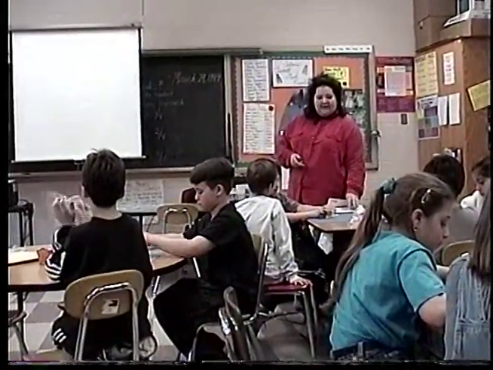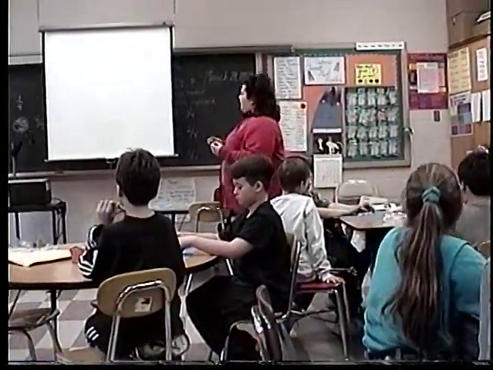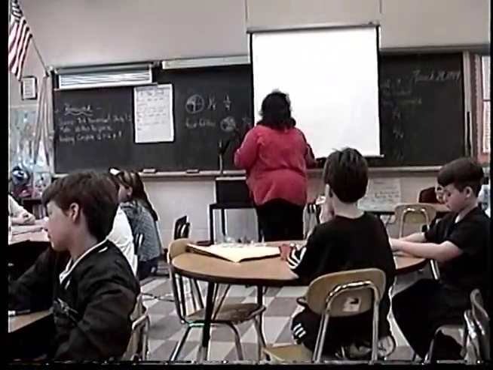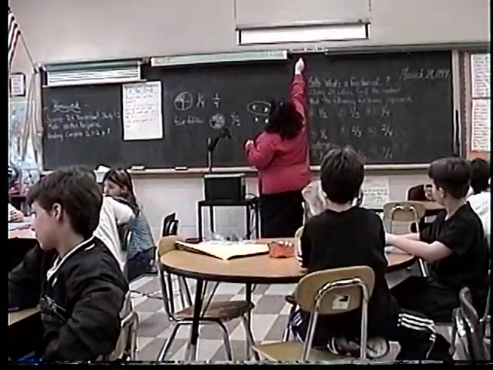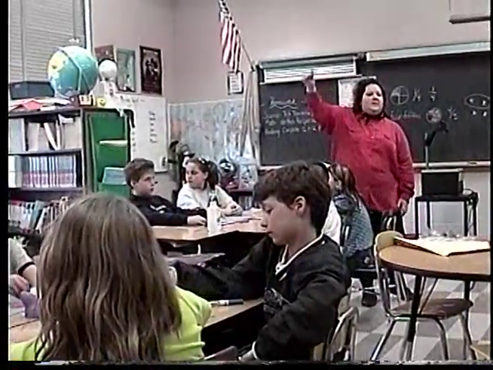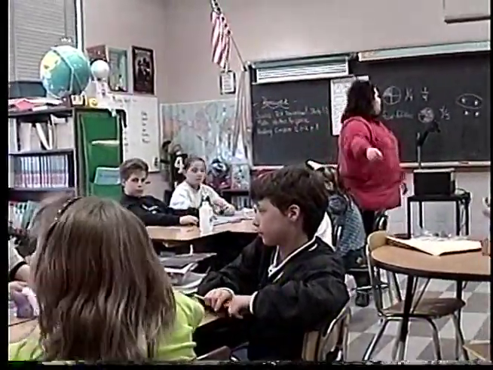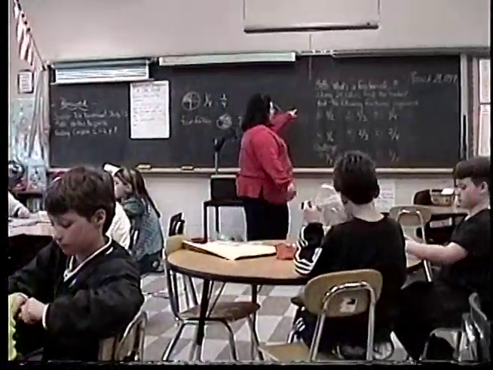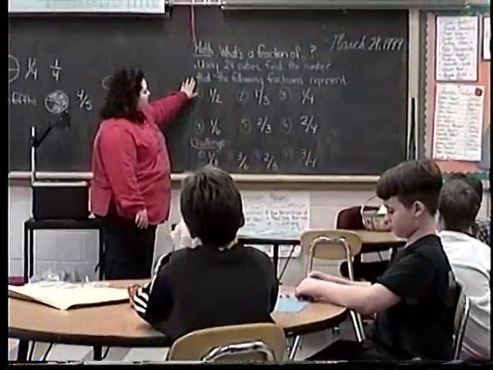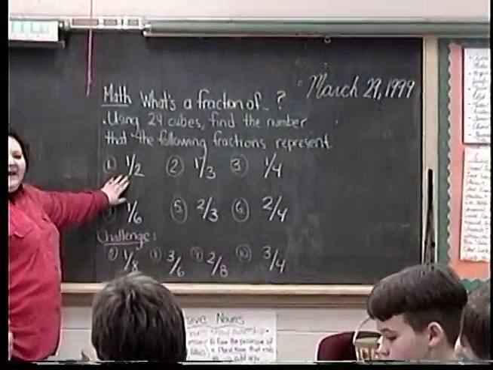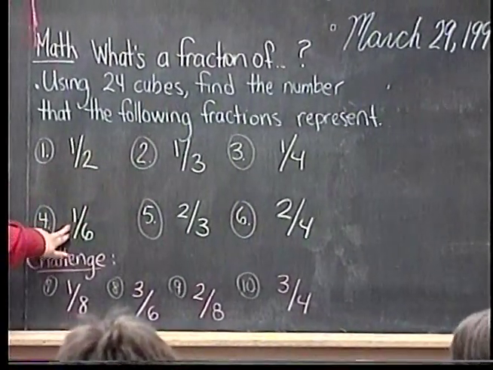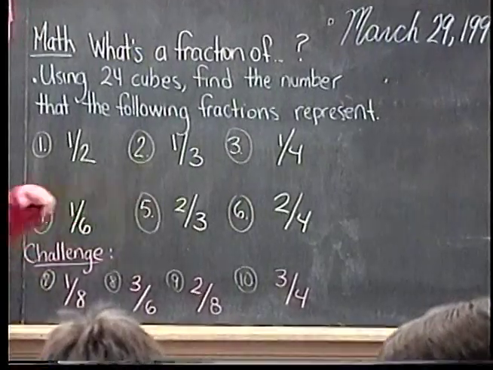You are going to find the number that represents the fraction for 6 examples that are on the board. And those same 6 examples are on the chart. If you can't see the board, maybe you can see the chart. The first one, you're going to use 24 cubes to find the number that the following fractions represent. What would 1/2 of 24 be? What would 1/3 be? 1/4, 1/6, 2/3, and 2/4.